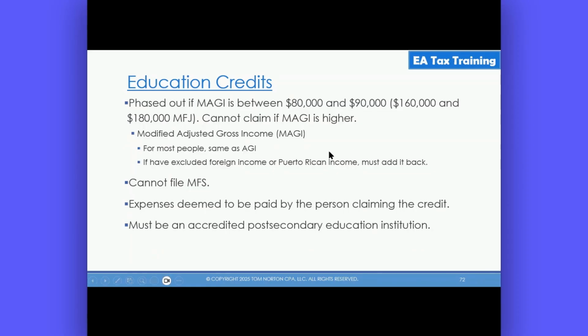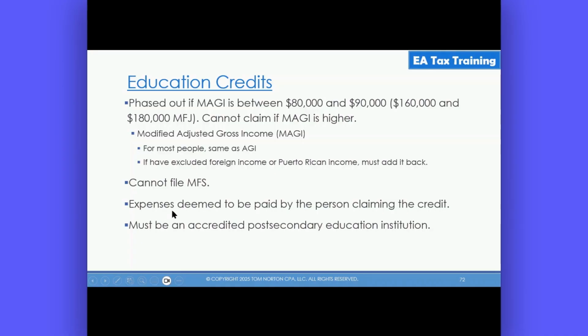And then for this purpose, modified adjusted gross income, for most people, is going to be the same as adjusted gross income. But then again, you're going to add back foreign income or Puerto Rican income that was excluded. For either of these credits, you cannot file married filing separately. And this is one of the few places where there are no exceptions. If you are married filing separately, you cannot take the education credits, period.